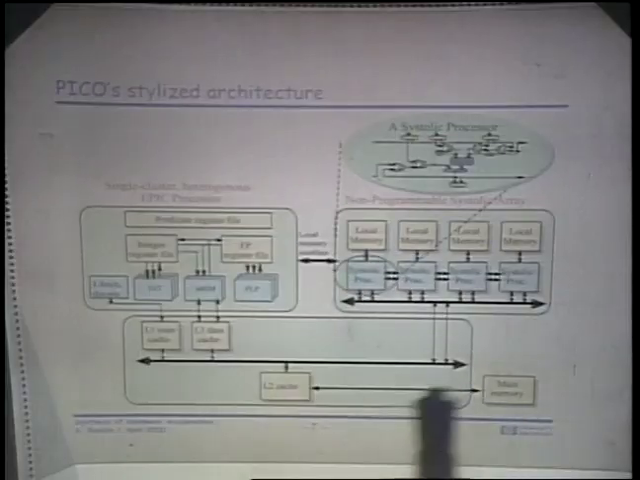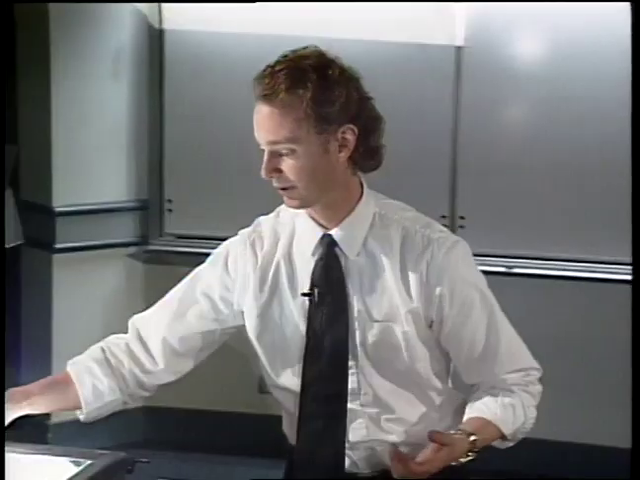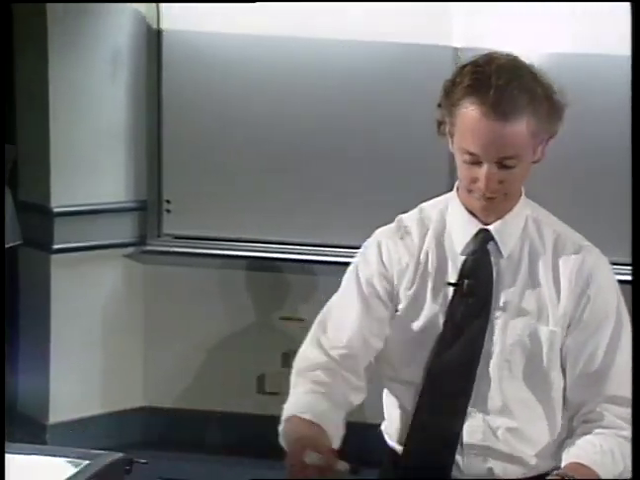Now, these two major components are connected through just your standard memory hierarchy, two-level cache, followed by main memory. And for this talk, like I said, I'm going to assume that the left-hand side is just an off-the-shelf component. So we're going to focus on this right-hand side design.